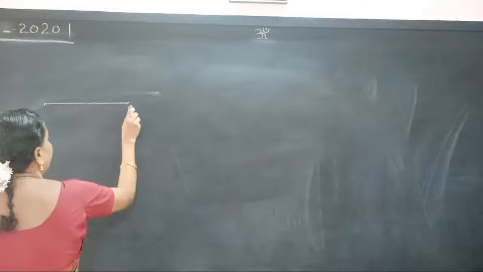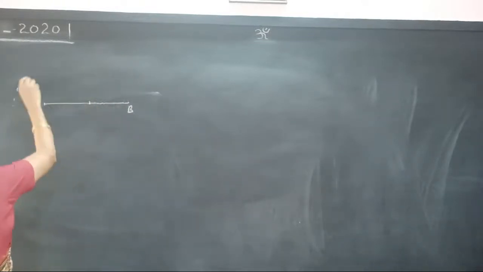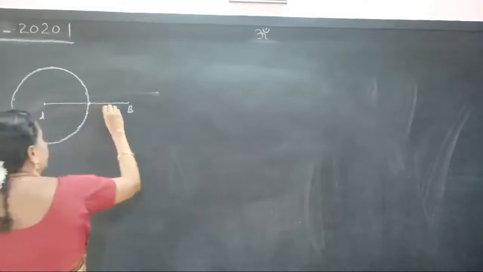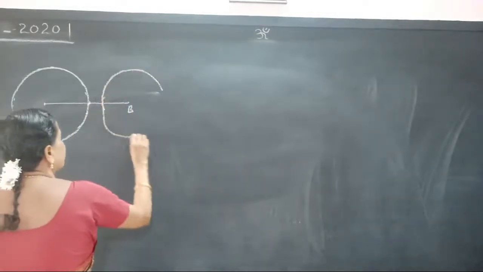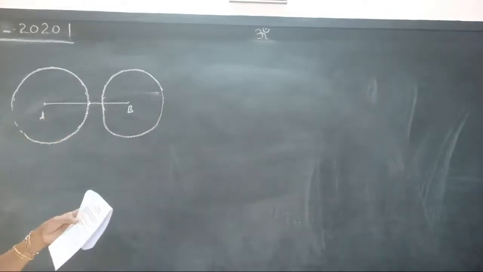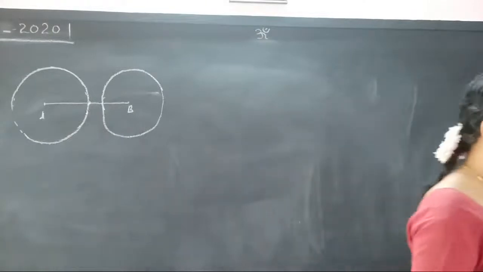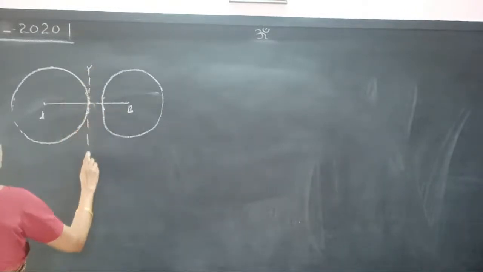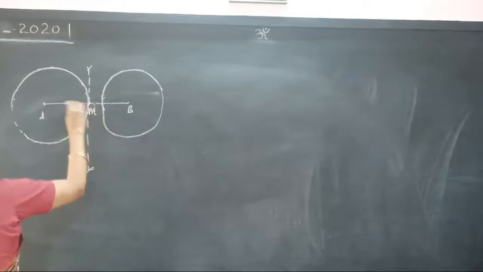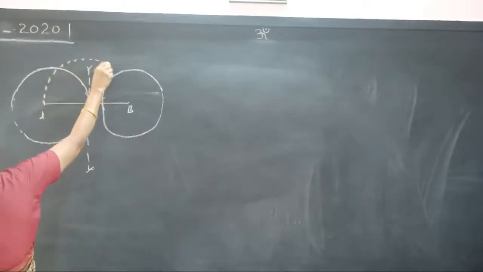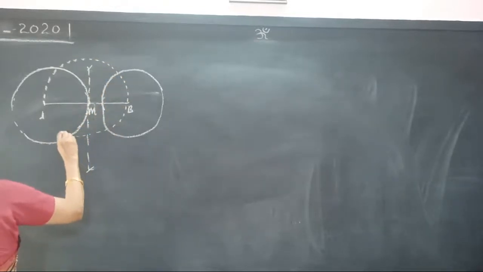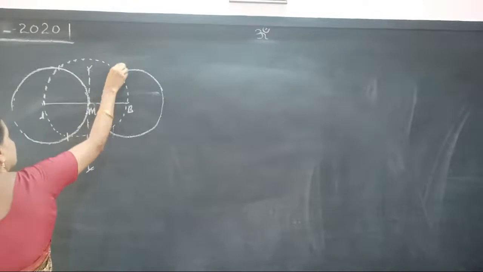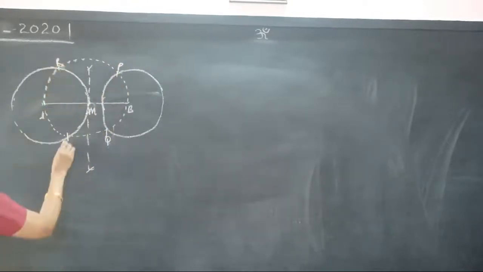From A to B, if I take like this, you will get a circle like this. This is 4 centimeter radius and this is 3 centimeter radius. Rough sketch I am doing. After drawing, you have to construct the perpendicular bisector, that means to the line segment AB, draw the perpendicular bisector. It will meet at the point M. Now with M as center, AB as radius, draw a dotted circle intersecting the circle in 4 distinct points. Name them as P, Q, R and S.